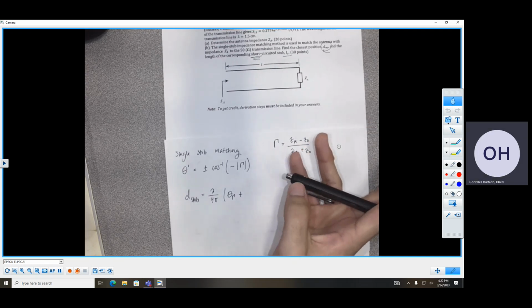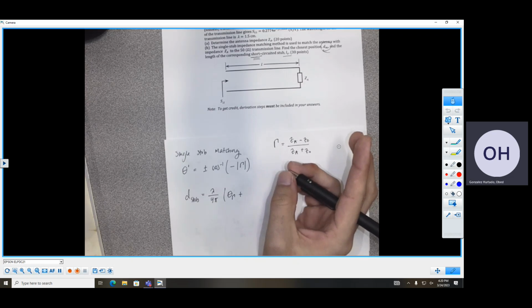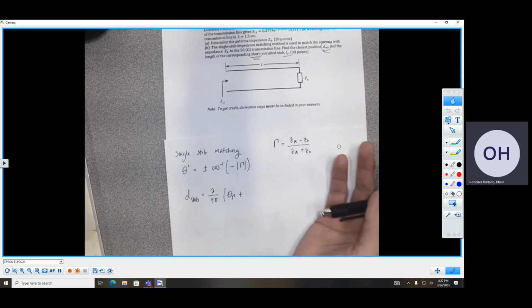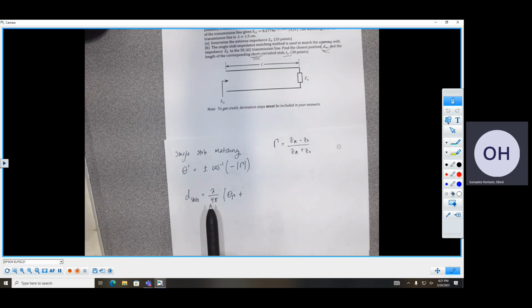Hold on. Plus or minus? Is that plus or minus? Because I have two different ones. The picture has minus, but then the ones I use. Shouldn't you do both? You should do the plus version and the minus version, and then see whichever one's shorter.